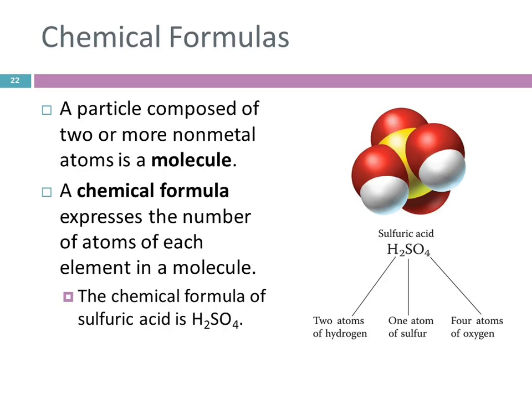Chemical formulas help us to describe compounds. A molecule is a particle that's composed of two or more nonmetal atoms. So here's an example of a molecule. And we use chemical formulas as a shorthand to abbreviate what's in the molecule. It tells us the number of atoms of each element. So for this molecule, the formula is H2SO4.